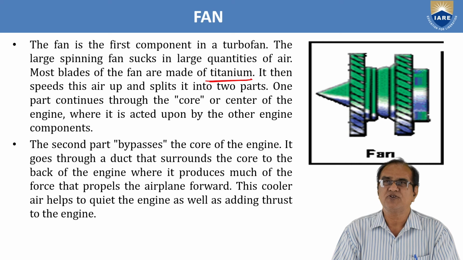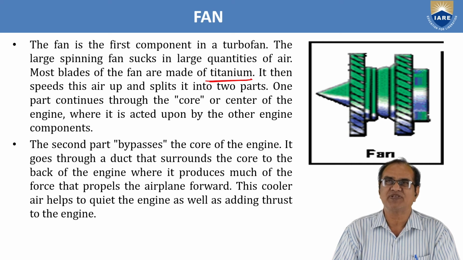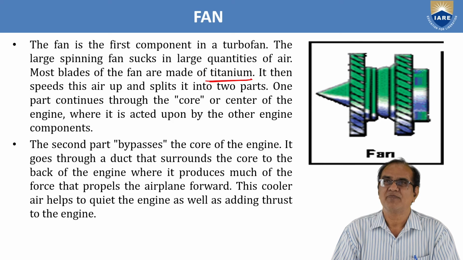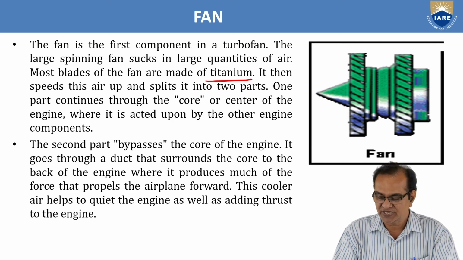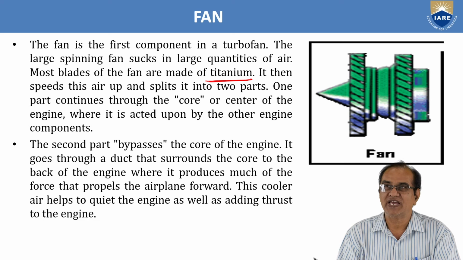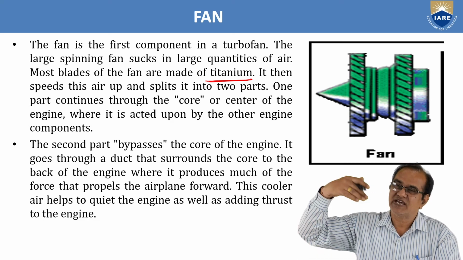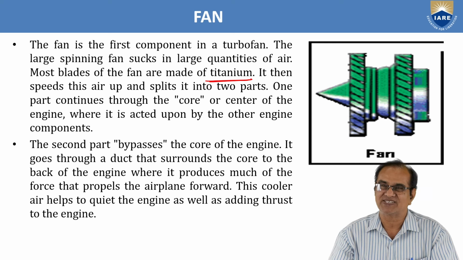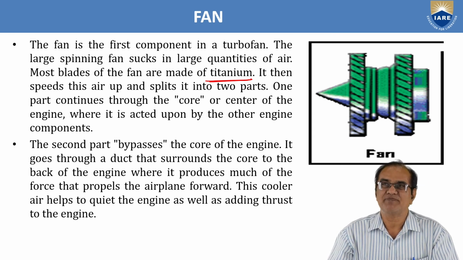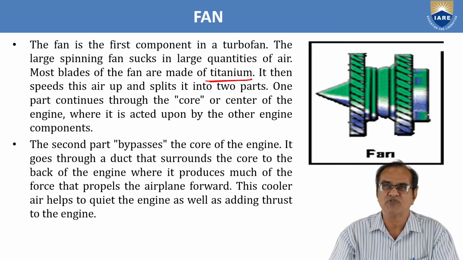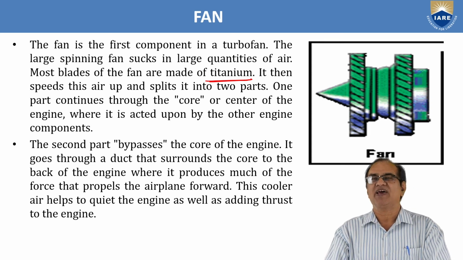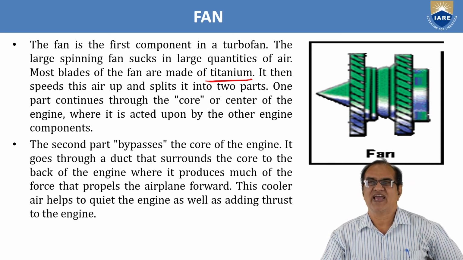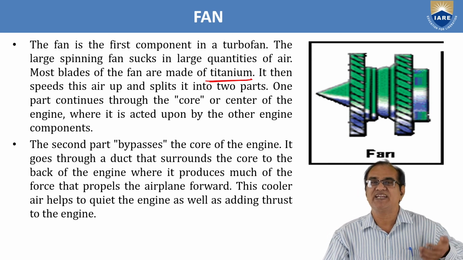One part continues through the core, or the center of the engine, where it is acted upon by the other engine components. So one part of the air goes to the engine inside, and another part bypasses the engine, so it is called the bypass. The second part, the bypass, goes through a duct that surrounds the core to the back of the engine, where it produces much of the force that propels the airplane forward. This cooler air helps to quiet the engine as well as aiding thrust.